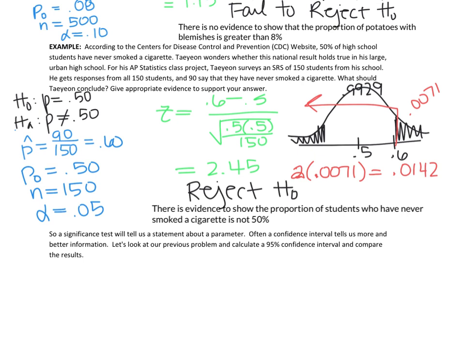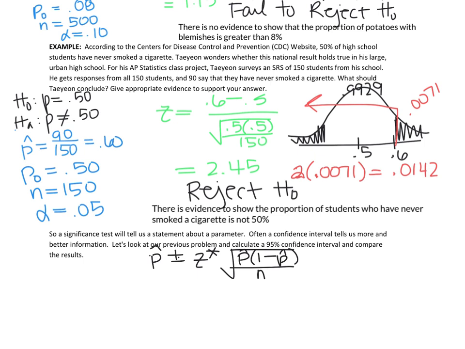So the last thing we're going to do is look at how confidence intervals are related to significance tests. A significance test tells us the statement about a parameter, and often a confidence interval tells us more and better information. So we're going to use this CDC problem and calculate our 95% confidence interval and compare the results. So just a refresher, the confidence interval formula is p hat plus or minus our z critical value times the square root of p hat times 1 minus p hat all over n.